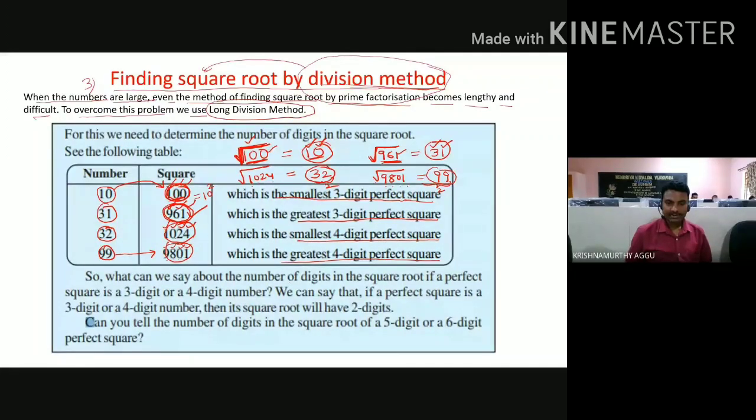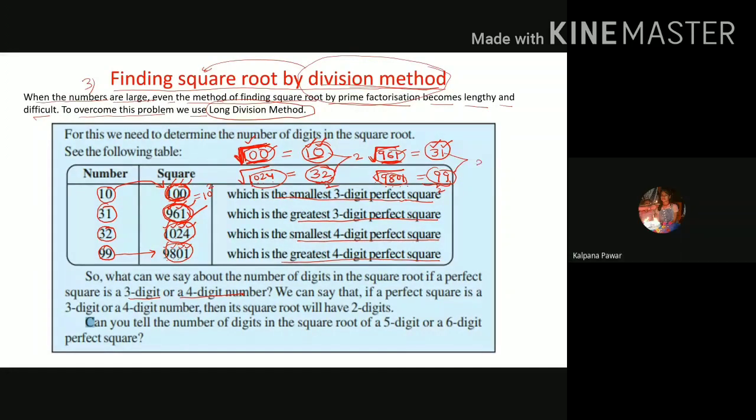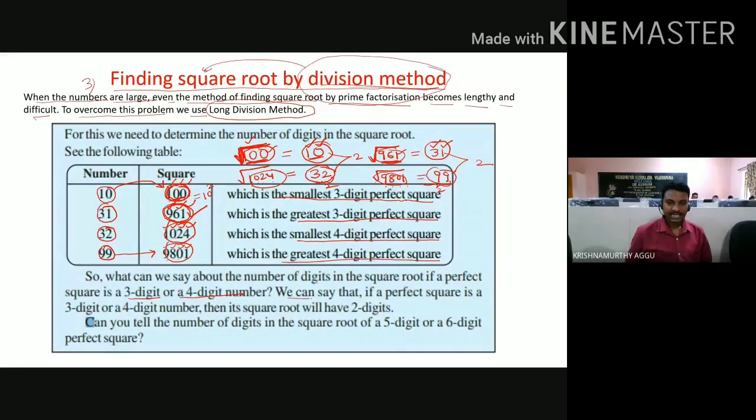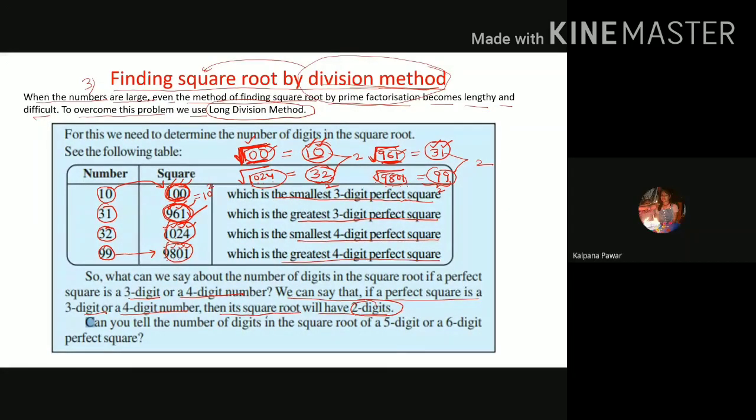What can we say about the number of digits in the square root if a perfect square has a 3-digit or a 4-digit number? These are the perfect square numbers, but in the square root you always have how many digits? 2 digits. We can say that if a perfect square is a 3-digit or a 4-digit number, then its square root will have 2 digits.